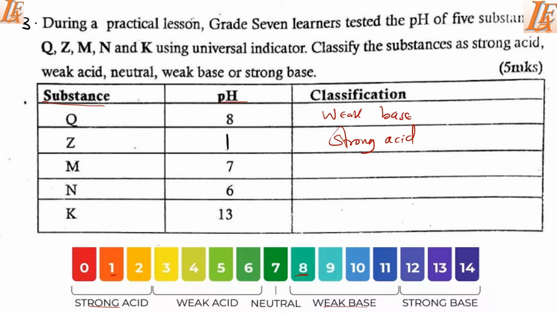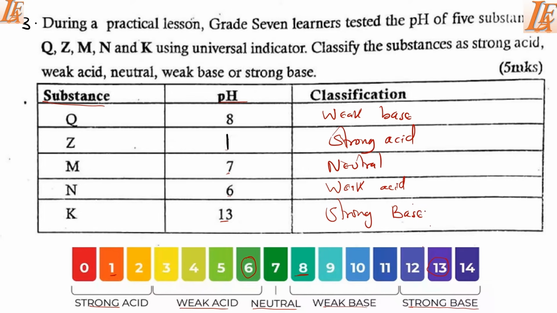And then M, we have a pH value of 7. When we look at the pH value of 7 on this scale, it is neutral. So here we say this substance is neutral. And then N, we have a pH value of 6. When you look at the pH value of 6 on this chart, it is under weak acid. So here we say this is a weak acid. And then now K, we have a pH value of 13. If you look at this chart, the pH value of 13 is for strong bases. So here we say this is a strong base.